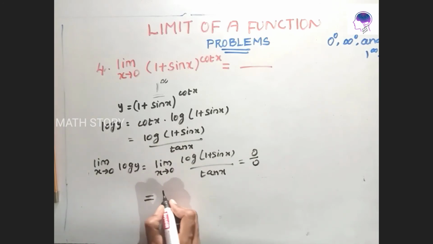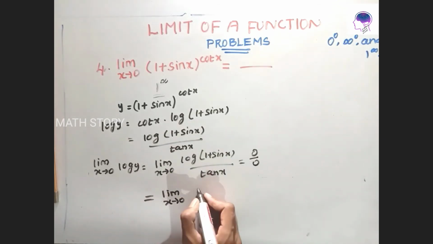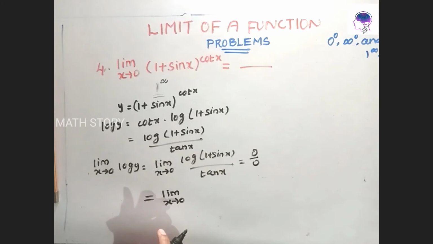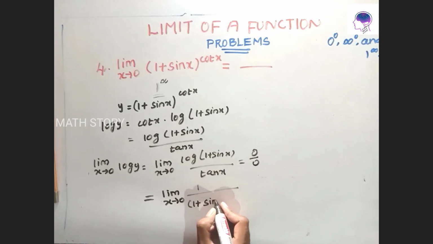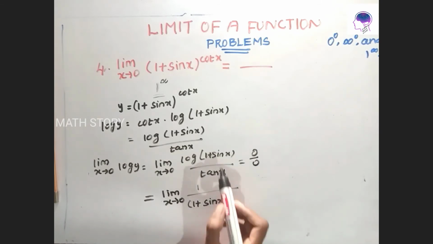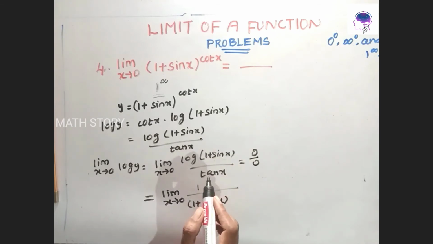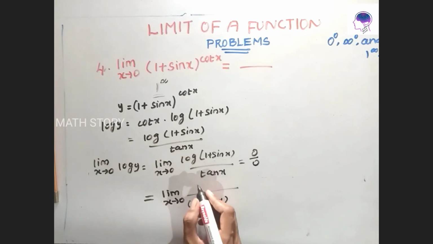Now we are applying the L'Hospital rule. First I differentiate log of 1 plus sin x, right? I get 1 divided by 1 plus sin x here. Now I differentiate 1 plus sin x. The derivative of 1 is 0, and differentiating sin x with respect to x, we get cos x.